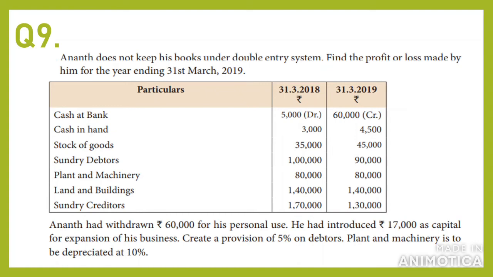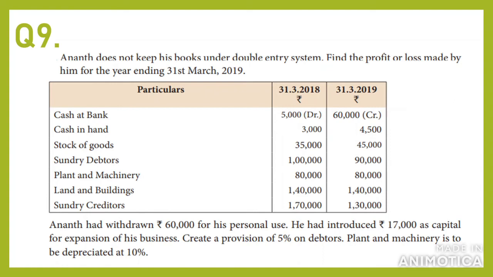Okay, so you have the data for the two periods, the opening and the closing. 31st March 2018 is nothing but the previous year's closing, which is the current year's opening, and 31st March 2019 is the current year closing. Okay, and it says cash at bank. Now, cash at bank 5,000 debit, 60,000 credit.